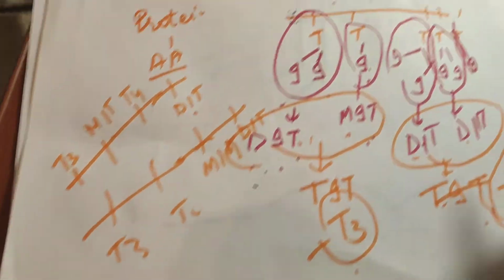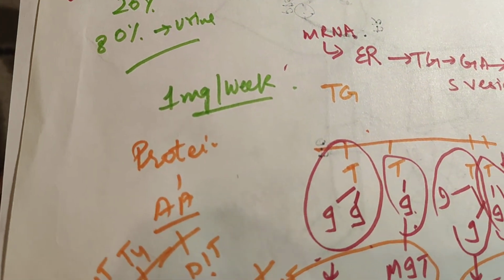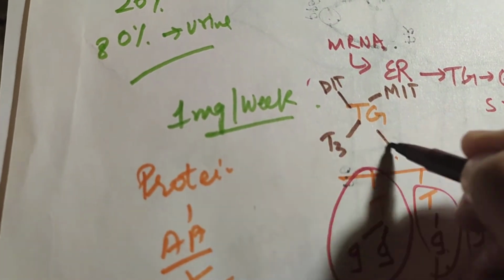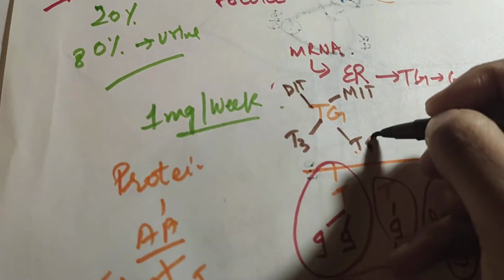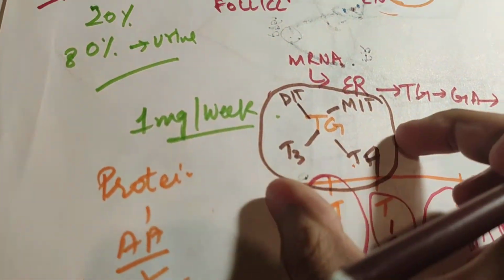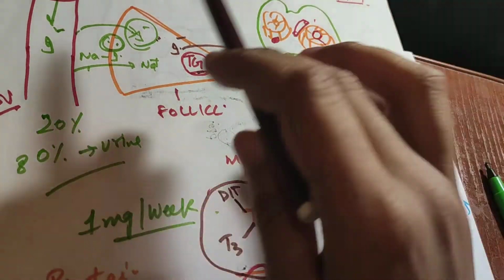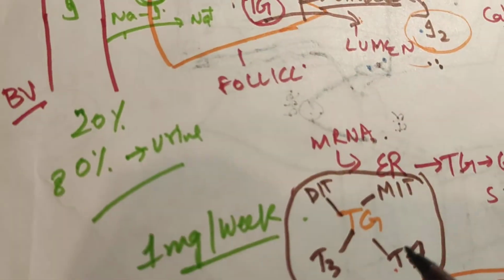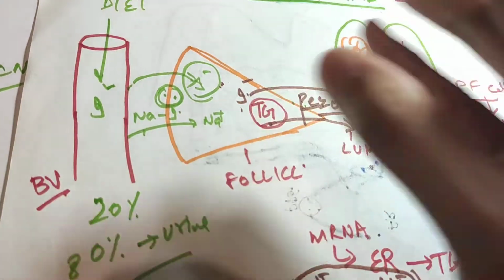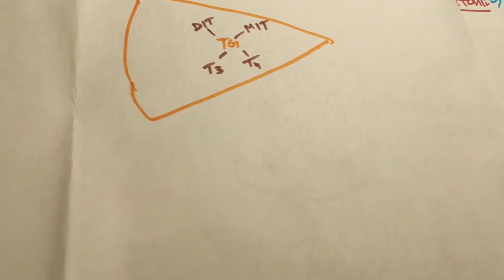This complex, like TG, I'll show you. Some of it has DIT, some MIT, some T3, some T4. This kind of molecule is present in the lumen. Now from the lumen it will go back to the follicle. How will it go back? Through endocytosis. Now this molecule is present inside the follicle through endocytosis.